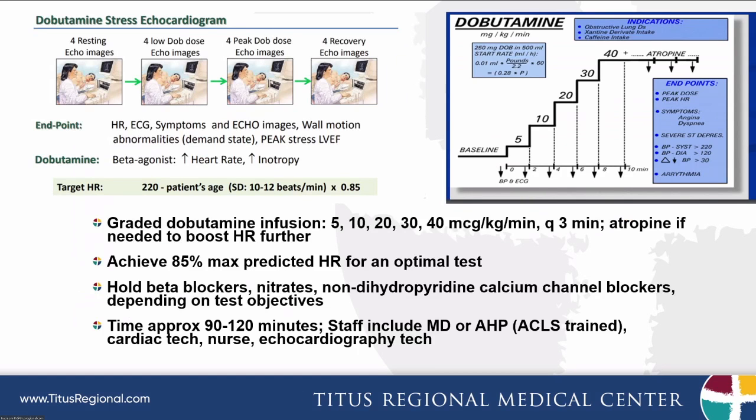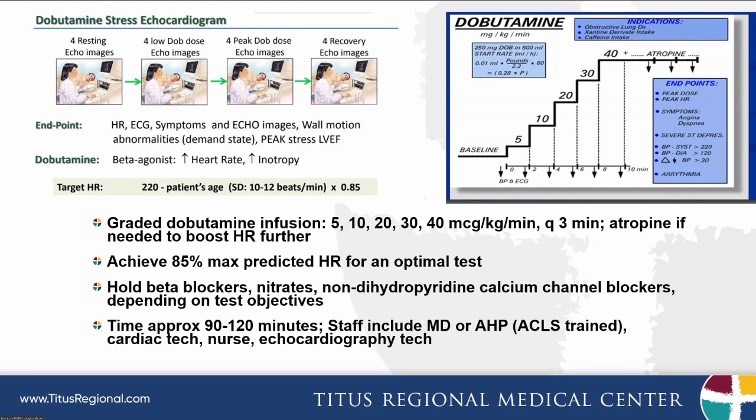So getting back again to the stress echo examination, we can use dobutamine, which can be infused IV in a patient and has both positive chronotropic and inotropic effects. It makes the heart beat faster, and it makes the heart beat more forcefully. So it mimics exercise in a patient. And so we can take echo images.